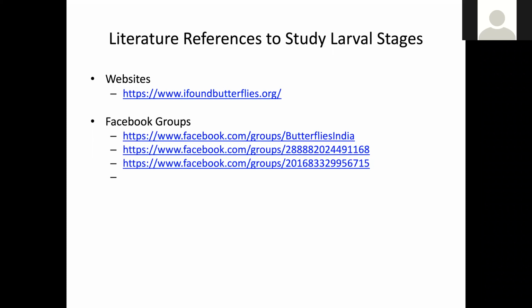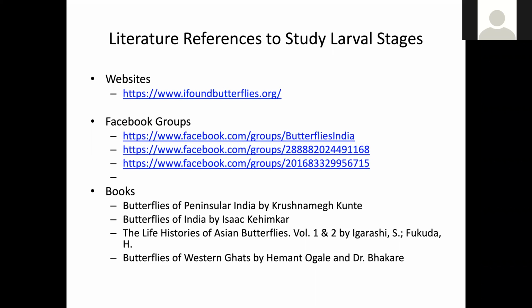And some other books you can refer to. That is Butterflies of Peninsular India by Krushnamegh Kunte. Again, Butterflies of India by Isaac Kehimkar. And The Life Histories of Asian Butterflies, volume 1 and 2 by Igarashi and Fukuda. Again, Butterflies of Western Ghats by Hemant Ogale and Dr. Milind Bakare. This is another excellent example of images with the larval and early stages of many Western Ghats endemic species. So you can definitely refer to this book for your references.